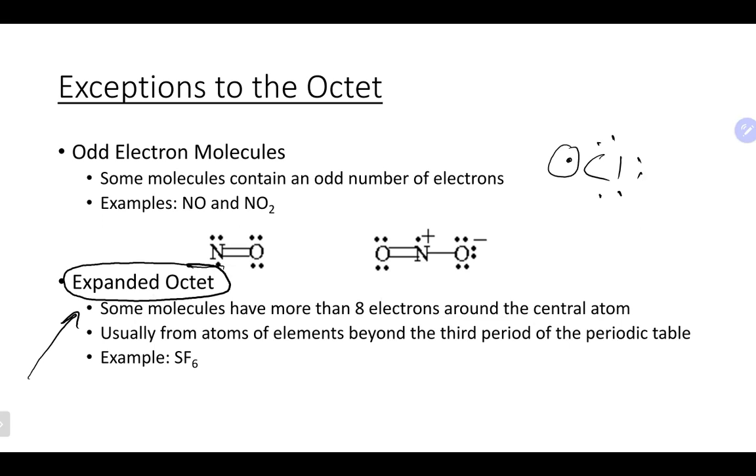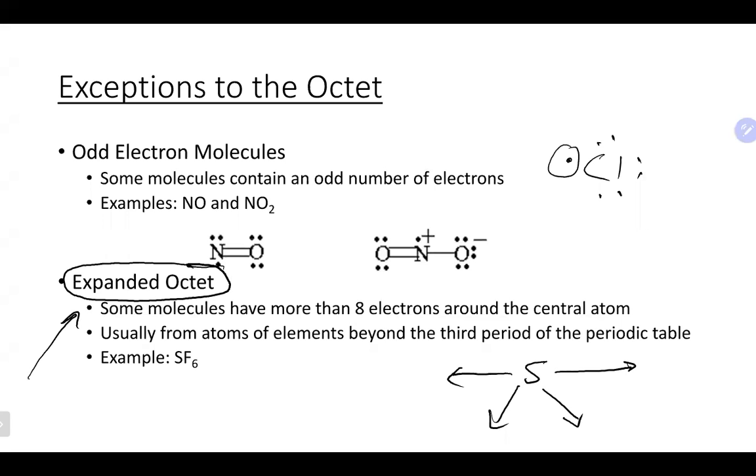And expanded octet: there are actually elements starting at sulfur on the periodic table, to the right, to the left, and down. When you're doing covalent bonding, they have the ability to go over 8 electrons. So they could do an expanded octet. They could do upwards of 12 electrons around them, and they're perfectly fine doing so.